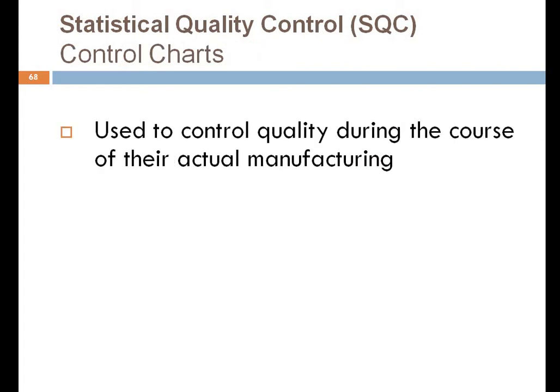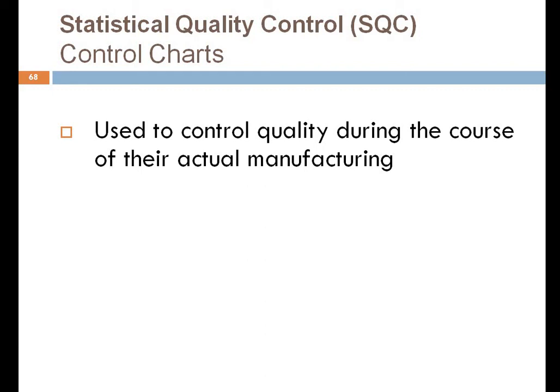What we mean by control chart is that it is used to control quality during the course of actual manufacturing. The inputs are controlled with the help of vendor selection and supplier quality assurance. The finished goods we are going to see in the next video with the help of acceptance sampling. But as far as processing of the raw material and processing of the finished good is concerned, we are controlling the deviation, we are controlling the variation with the help of these control charts. So these charts are used to control the quality during the course of actual manufacturing.